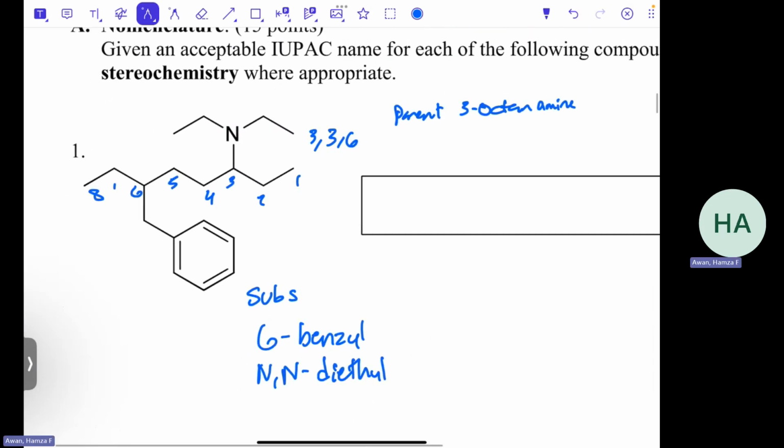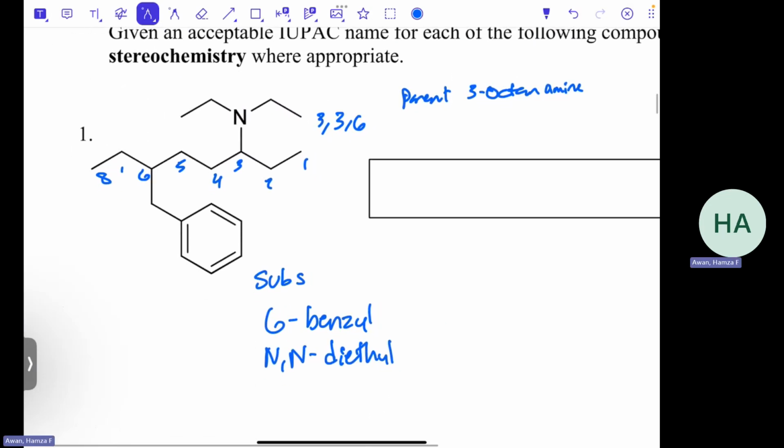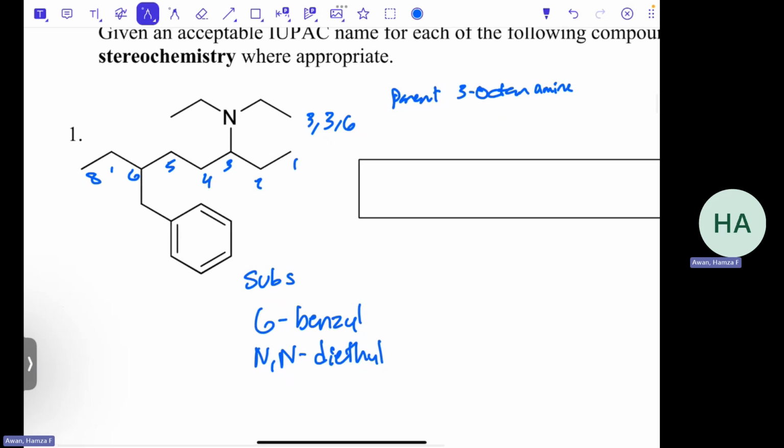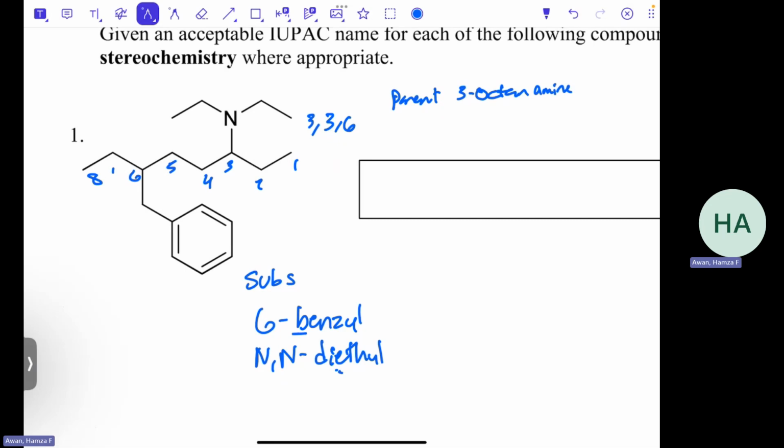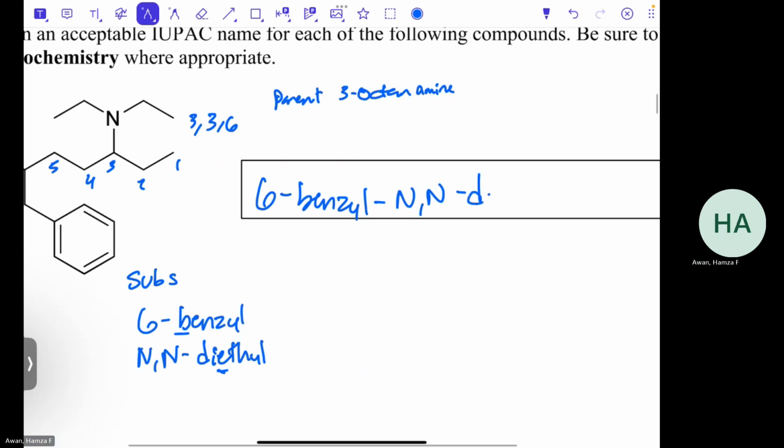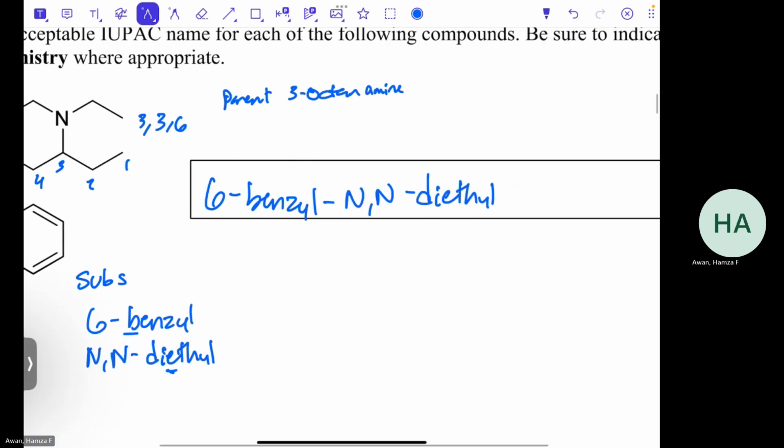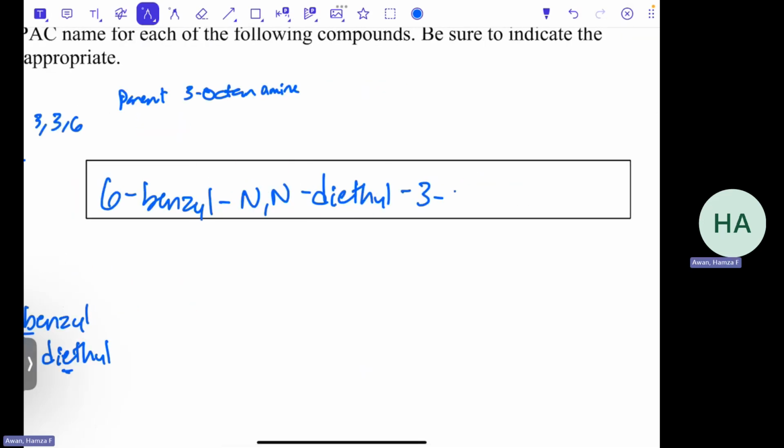And then we don't have any stereochemistry for this, so now we just have to put it all together. So we can start with the alphabetical order. So the B for benzyl. So we're gonna start 6-benzyl, dash N comma N dash diethyl, dash 3-octanamine.